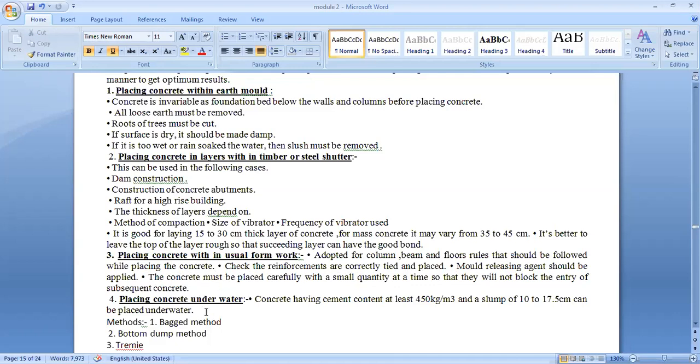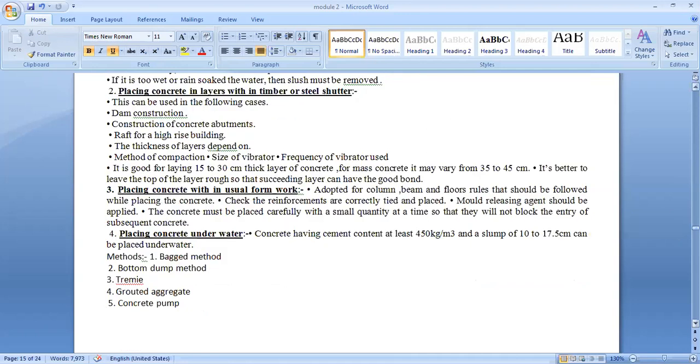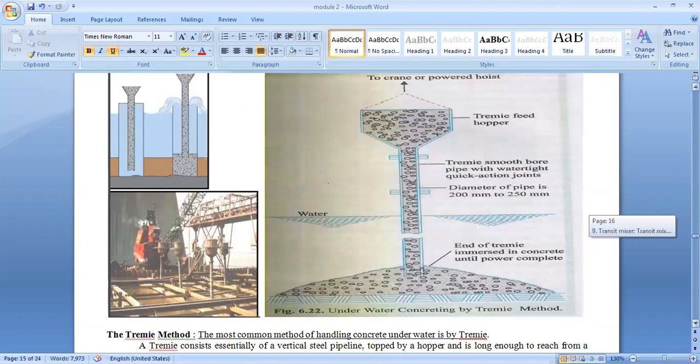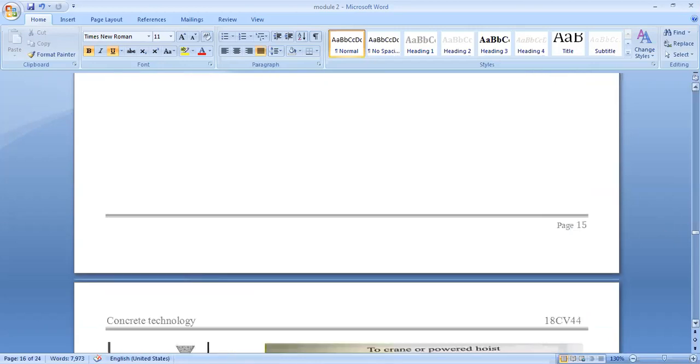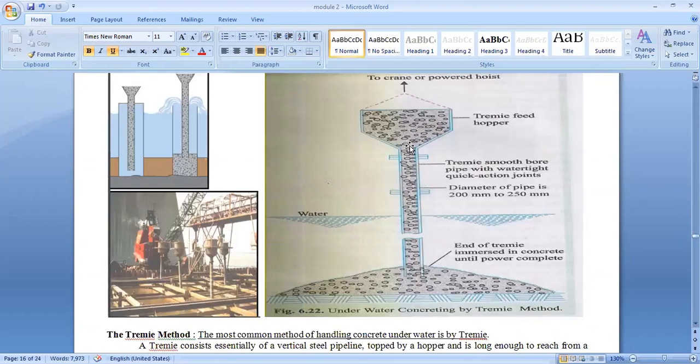The next one is the placing of concrete underwater. There are many methods to place concrete underwater. These are the bag method, bottom pump method, the tremie method, grouted aggregate method, and concrete pump method. The most popular one is underwater concreting by the tremie method. Here we have a funnel and this will be the tremie pipe. We pour the concrete to reach the bottom. This will be the water level, you can see here.